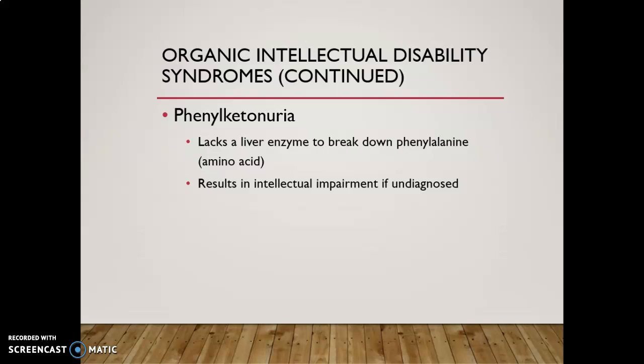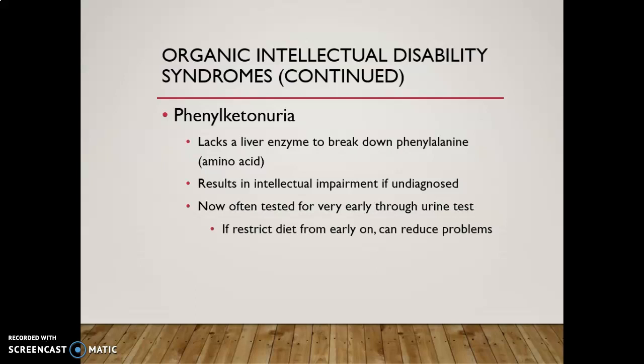And this is one of the things that newborn babies are commonly tested for, particularly if there's a history of this in the family. It's a very simple test to see whether or not they have the ability to digest phenylalanine. It can be tested through a urine test. It doesn't require blood or anything like that. And so what happens is if a child is diagnosed as having phenylketonuria, they simply will have to stick to a diet that does not include phenylalanine, that particular amino acid.